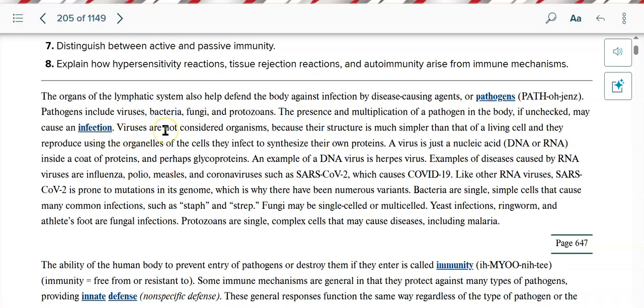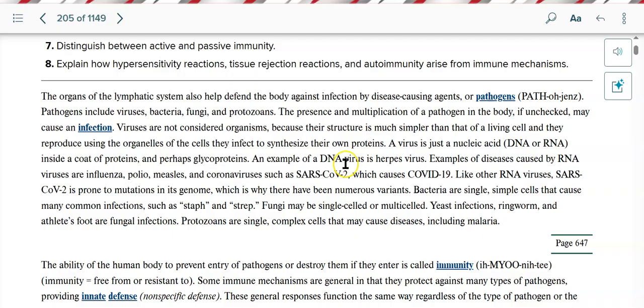Now, viruses are not considered organisms. They are not made of cells. Their structure is simpler than that. They can only reproduce when they are inside a living cell using that cell's organelles. Viruses are just a nucleic acid, sometimes DNA, sometimes RNA, surrounded by a coat of protein and maybe something outside that, usually made of glycoprotein.